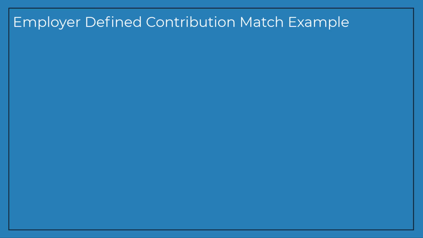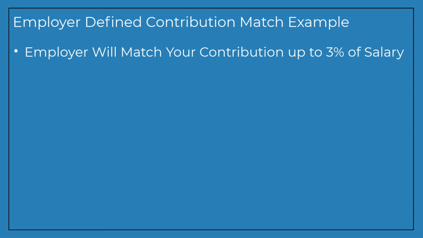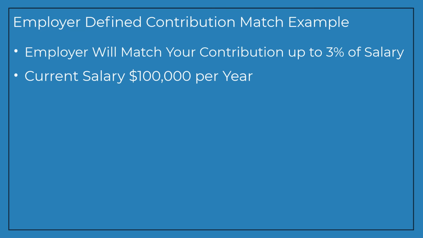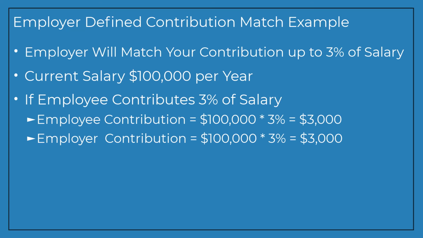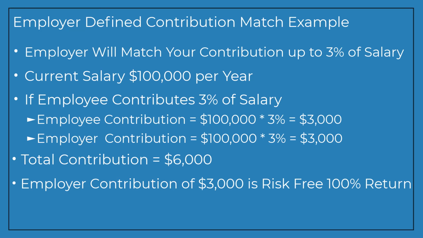So let's actually go through an example of that and see how that works. So let's say your employer offers to match your contribution to your 401k dollar for dollar up to 3% of your salary, and you make $100,000 per year. This means your employer will contribute up to an additional $3,000 to your 401k. So if you contribute 3% of your salary, in other words, $3,000, you're actually going to get $6,000 in your account. And the additional $3,000 contributed by your employer is free money, and it's 100% risk-free.